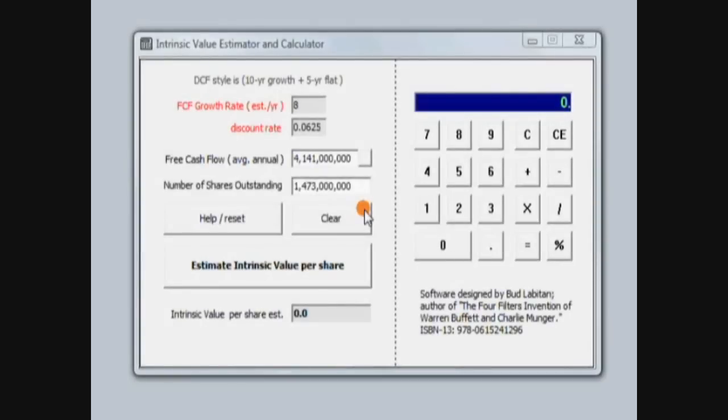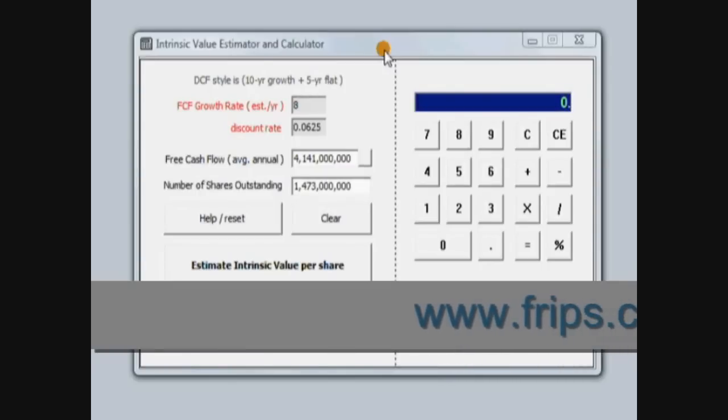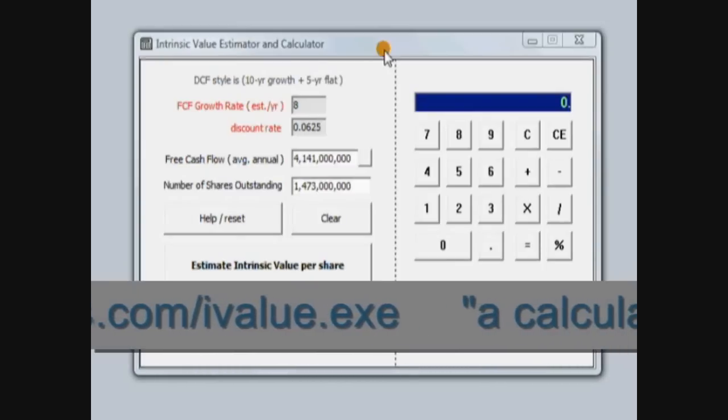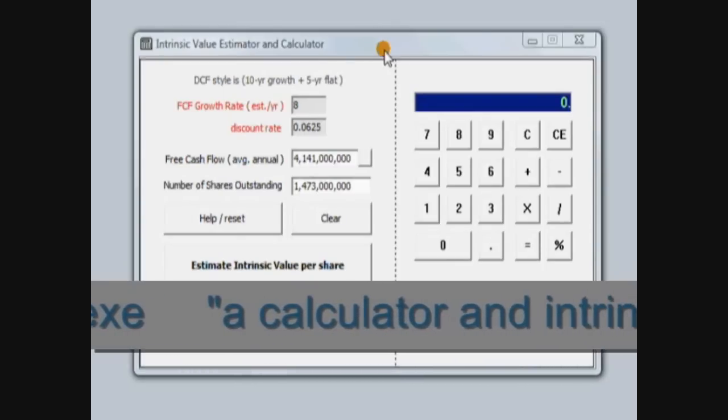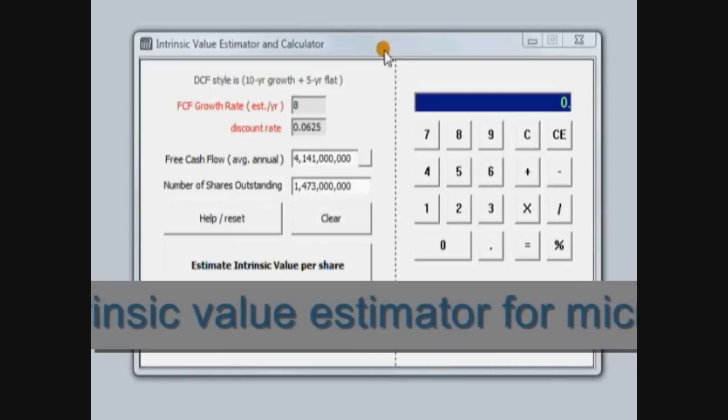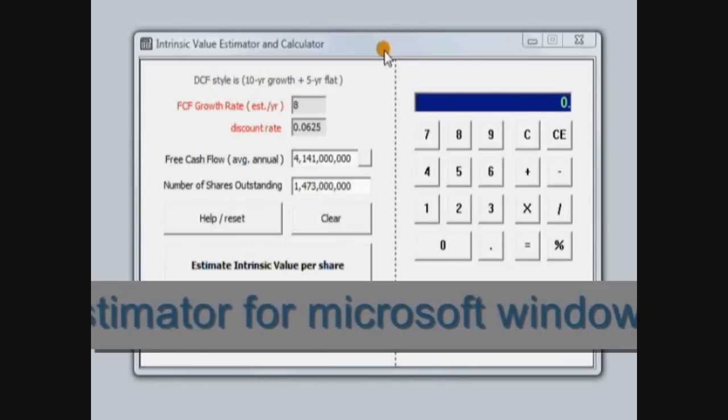This is the intrinsic value estimator calculator that I built, and you can download it from the website www.frips.com. That is FRIPS.com/ivalue.exe.